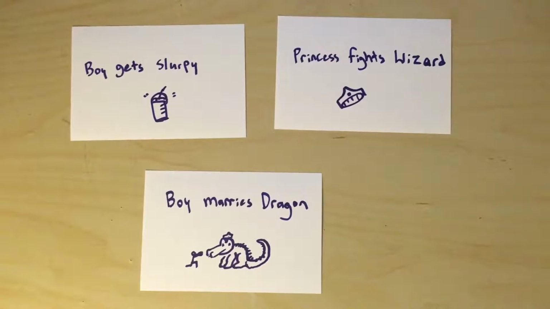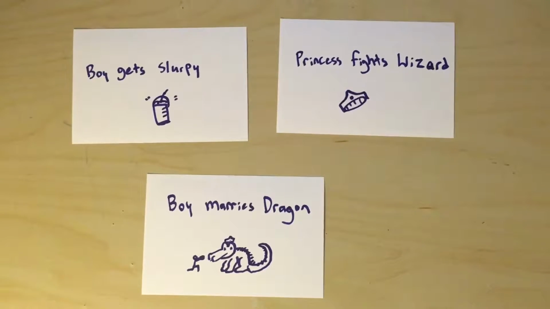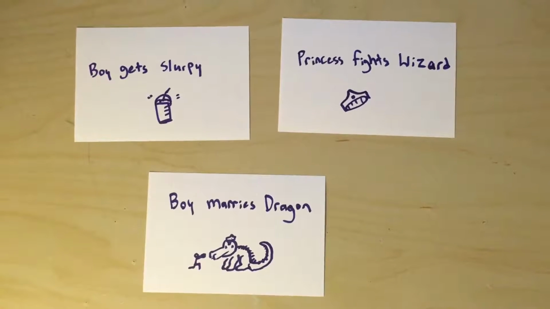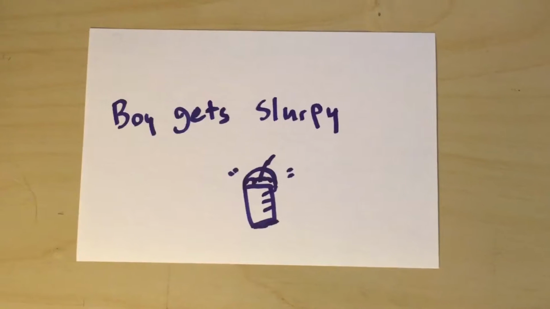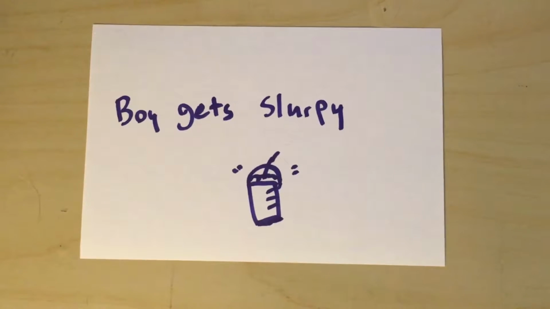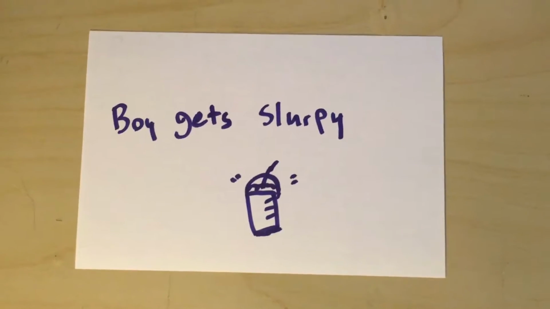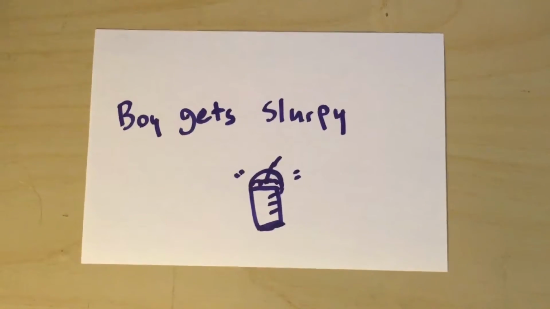Our job now is to find out what order these should best fit in, and what kind of scenes we should add in order to connect all these 3 main plot points. Let's start by looking at boy gets Slurpee. It's the only scene that doesn't really fit in. While the other 2 deal with dragons and other sort of fantasy-like elements, this is just a Slurpee.